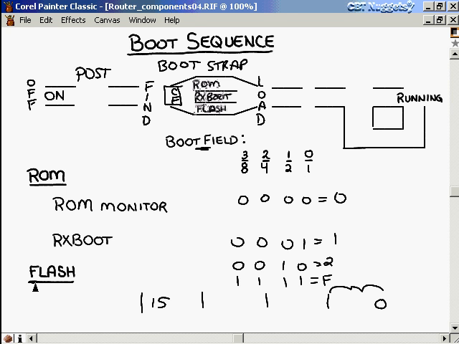Regardless of which one is chosen, whether it's the ROM monitor, the RX boot, or our other component known as flash memory, we're going to move into the portion here where the IOS will be loaded onto the router.